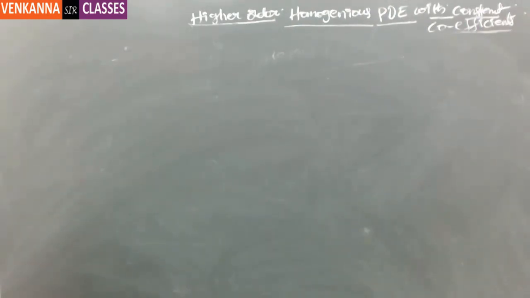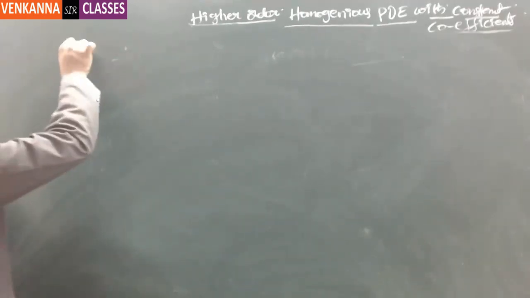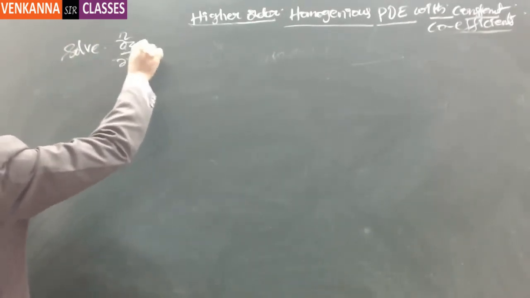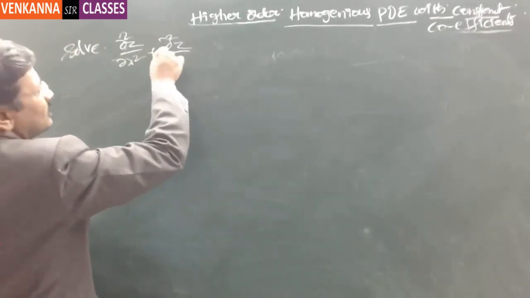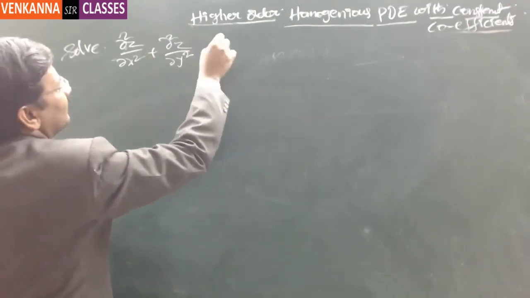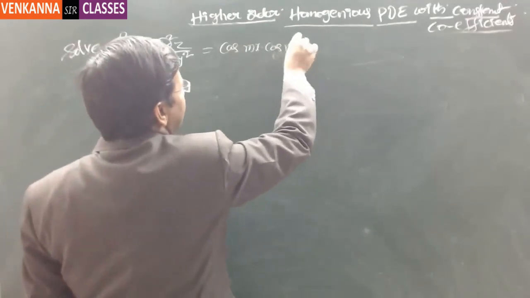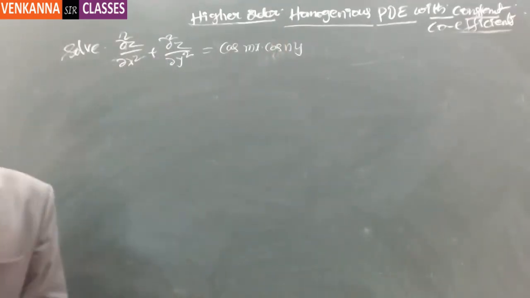Solve dou square z by dou x square plus dou square z by dou y square is equal to cos mx cos ny. Can you solve this? Try to bring cos mx and cos ny into ax plus by format, and the rest of the procedure is as it is.